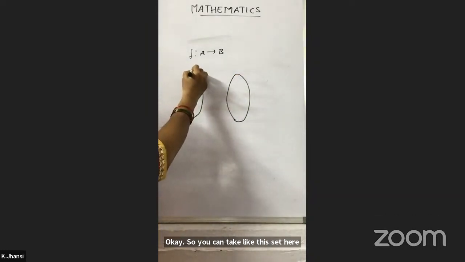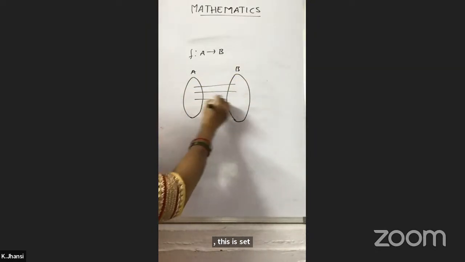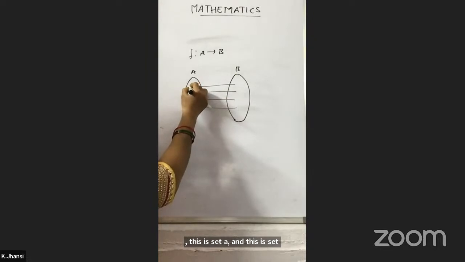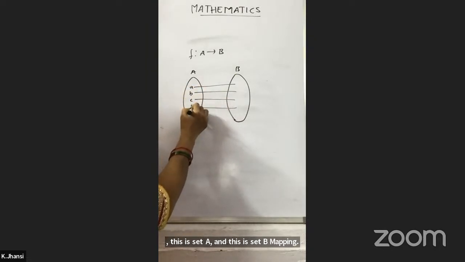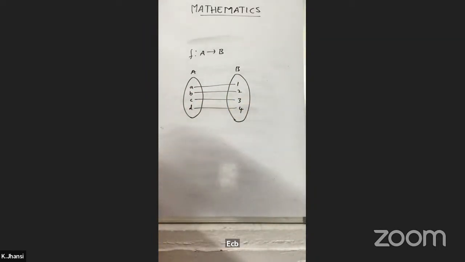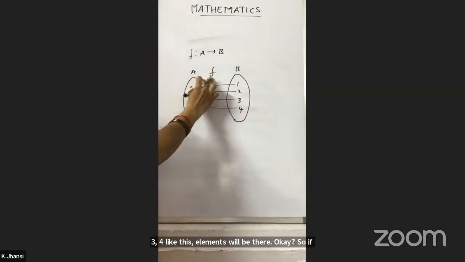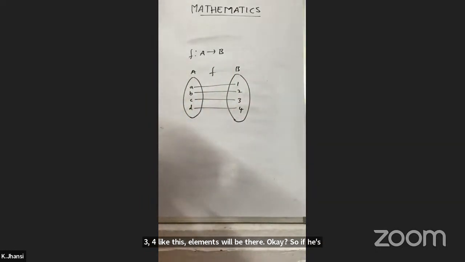This is set A and this is set B. Mapping is this one like this. So A, B, C, D, 3, 4, like this elements will be there. Okay, so f is here any function which is mapping from A to B. It is called as a definition of the function.